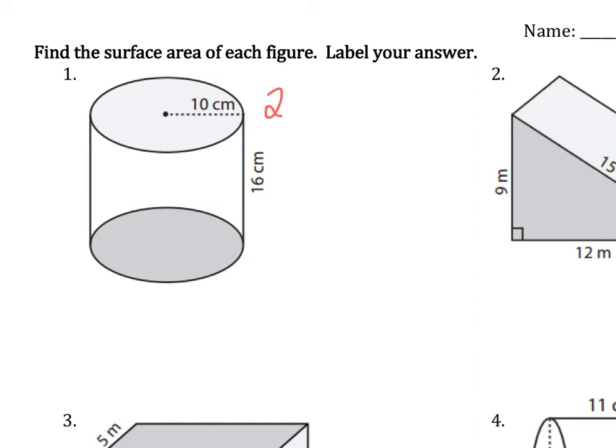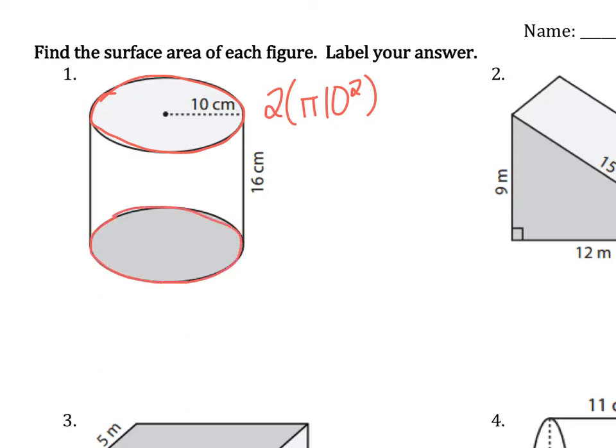Since there's 2 of them, we can start with a 2 and then parentheses. The area of a circle is pi r squared, and we know that the radius of this circle is 10. So 2 times pi 10 squared. That'll give us the area of both of the circle parts that I'm highlighting here in red.